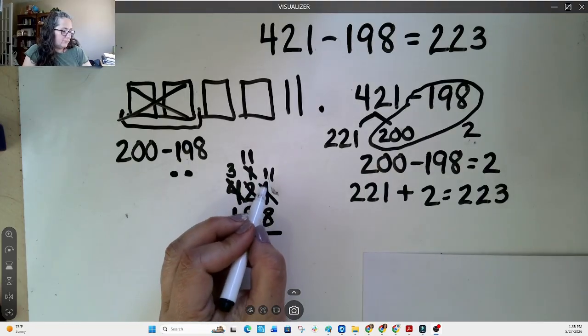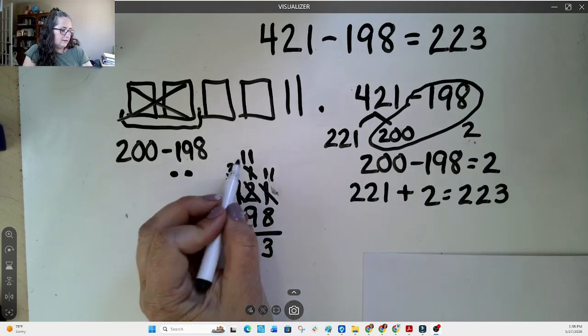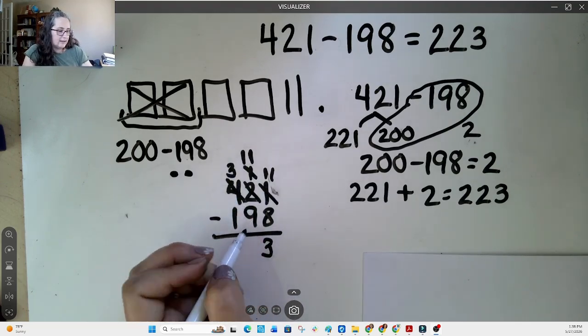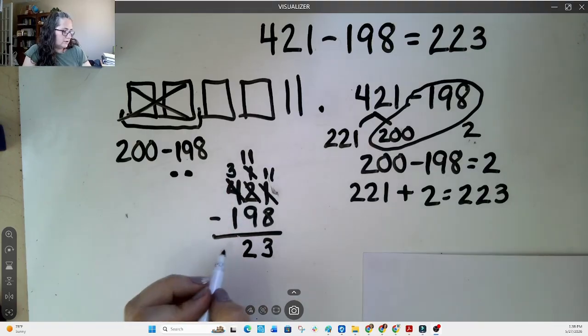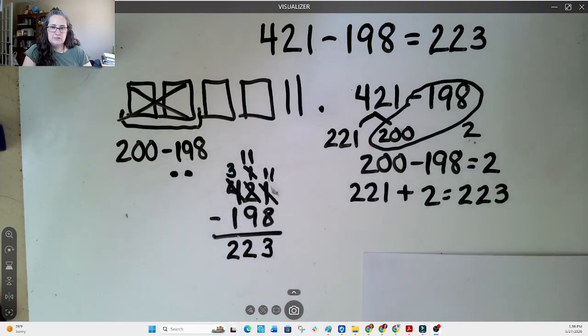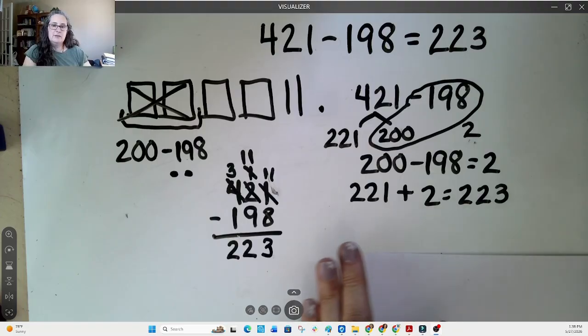And then I will end up with 11 1s minus 8 1s is 3 1s, and 11 10s minus 9 10s is 2 10s, and 3 hundreds minus 100 is 2 hundreds. So think about the efficiency of being able to use this mental math as opposed to being locked into only using the algorithm.